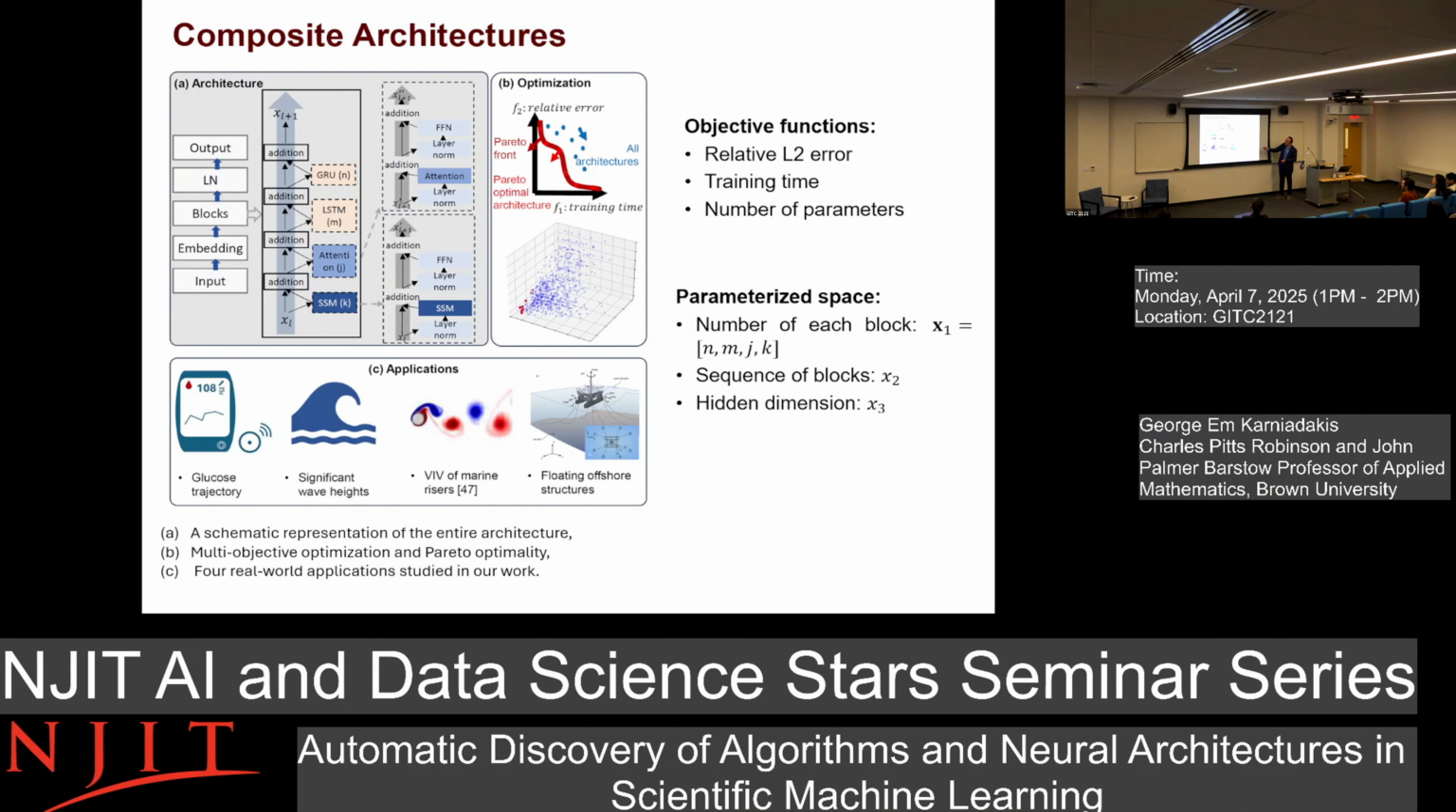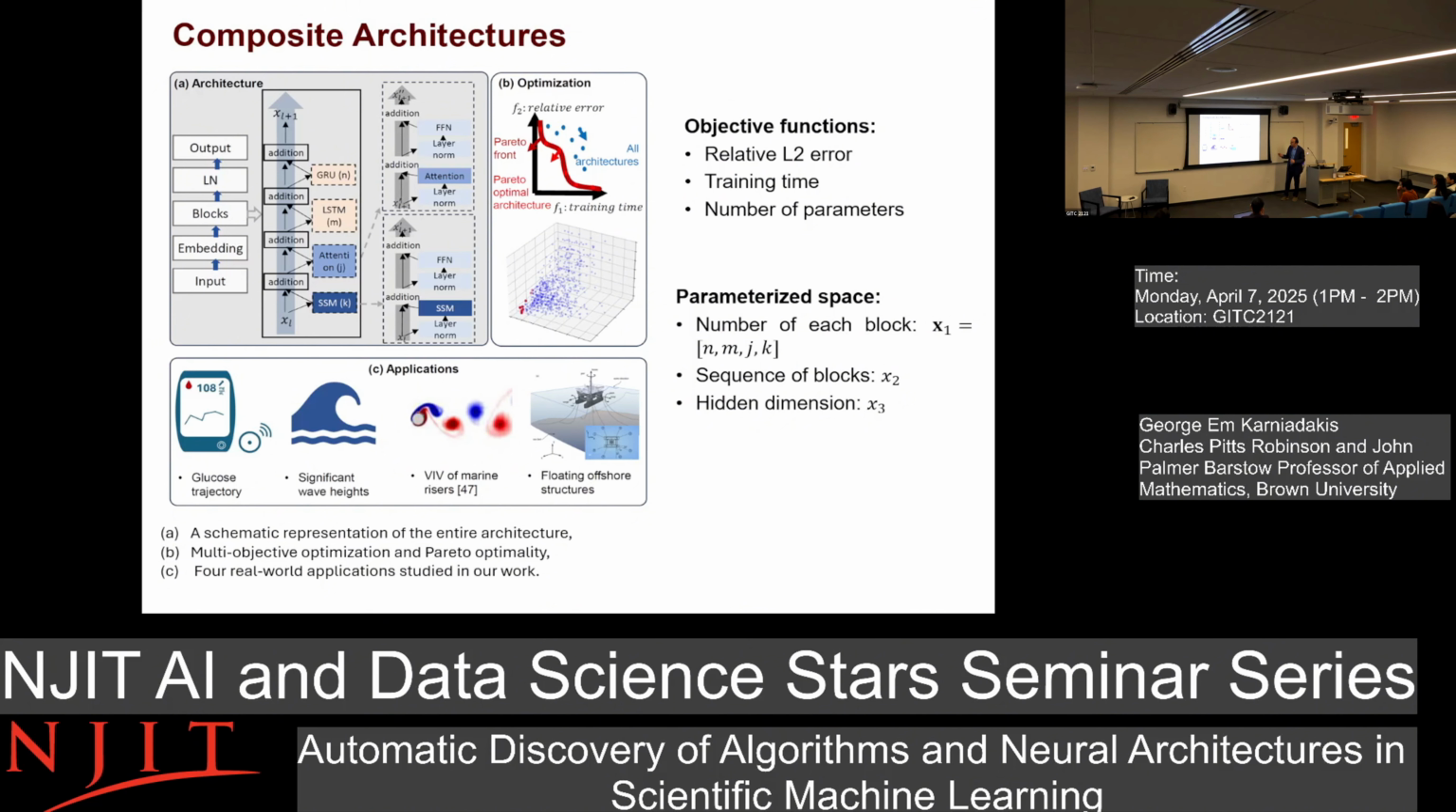Now, what are my parameters? Number of each block, so how many blocks you get from each. The sequence of blocks, which one goes first, second, third, and fourth, and so on. And then the hidden dimension, which is, for example, how many neurons, how many layers for each of the blocks. But you can see now, depending on the architecture, you can put many more parameters here, right? You can parameterize each block with another 10 parameters, the learning rate, and so on and so forth.